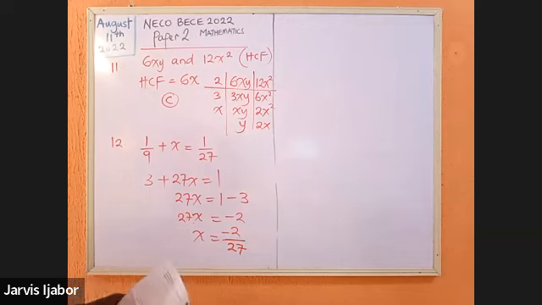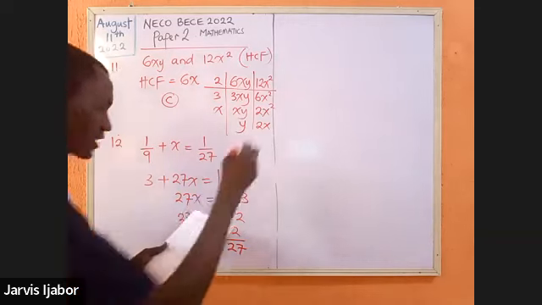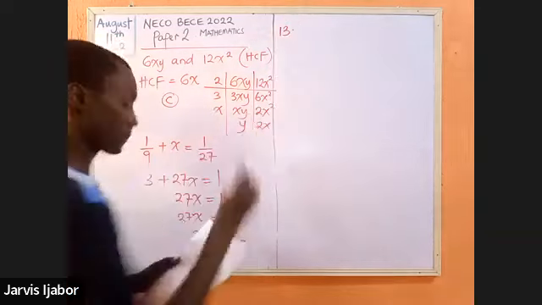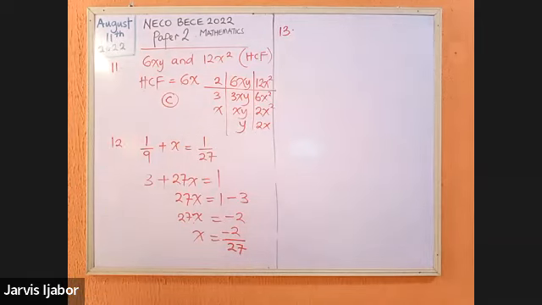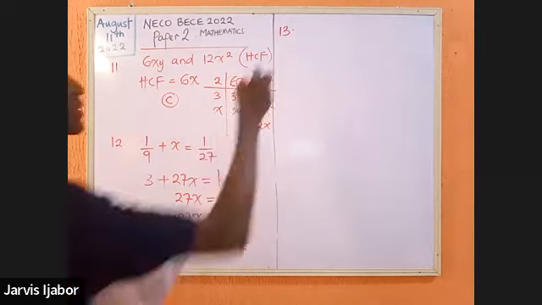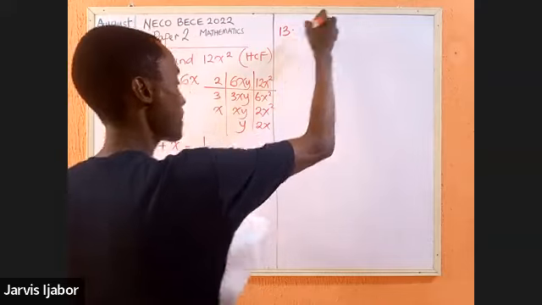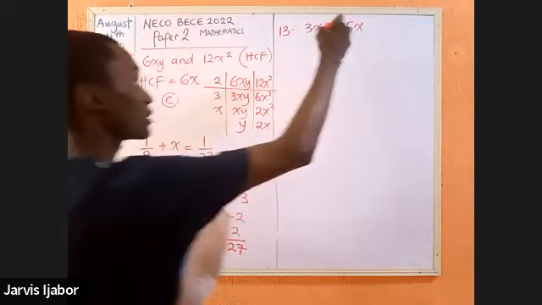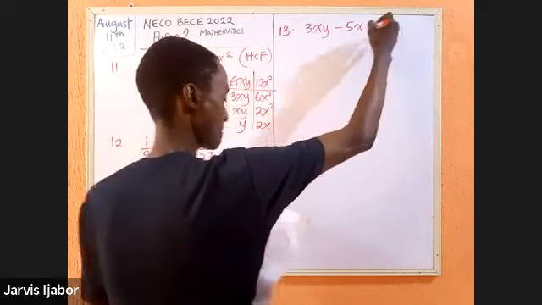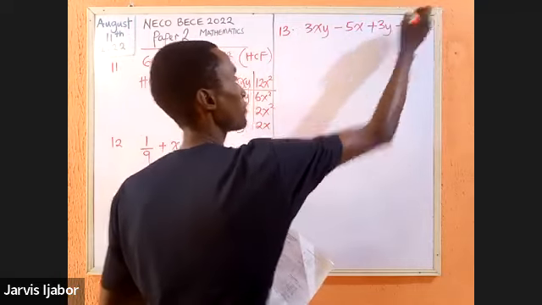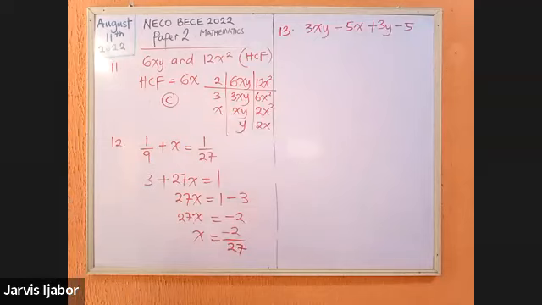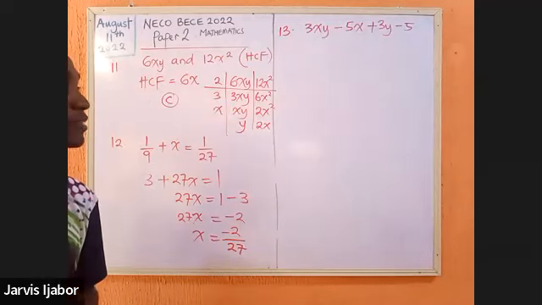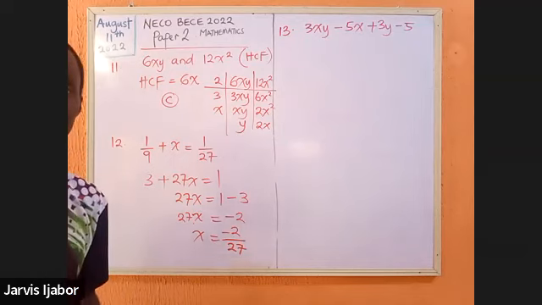So that settles question 12. So let's look at question 13. In question 13, you are told to factorize 3xy minus 5x plus 3y minus 5. 3xy minus 5x plus 3y minus 5.